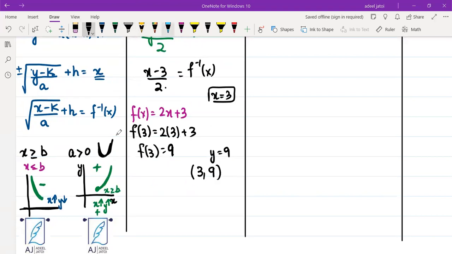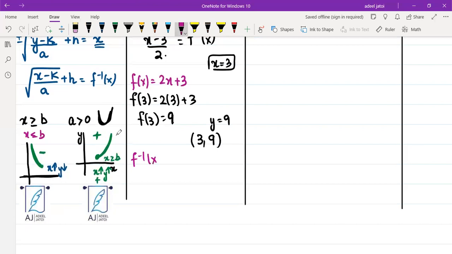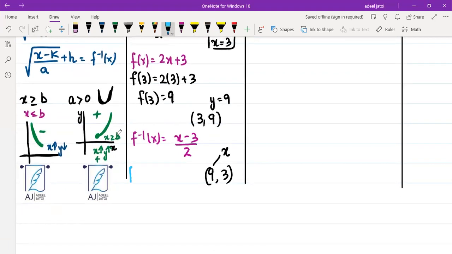So let's use f inverse of x now. Your f inverse of x was (x minus 3) upon 2. And we know that if the coordinate of f(x) is (3, 9), the coordinate would have been (9, 3). Let's prove this. Let's take x as 9 and see whether we get 3 or not. So f inverse of 9 would be (9 minus 3) upon 2. So this would be 6 upon 2. So f inverse of 9 is basically 3.